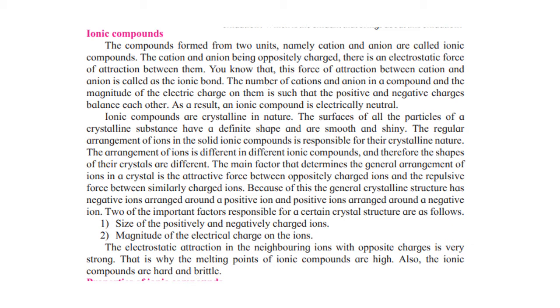The first one, size of the positively and negatively charged ion, and the second one, the magnitude of the electrical charges on the ion. The word magnitude means actually the value. The electrostatic attraction in the neighboring ions with opposite charge is very strong. That is why the melting point of ionic compound is very high. Also, the ionic compounds are hard and brittle.